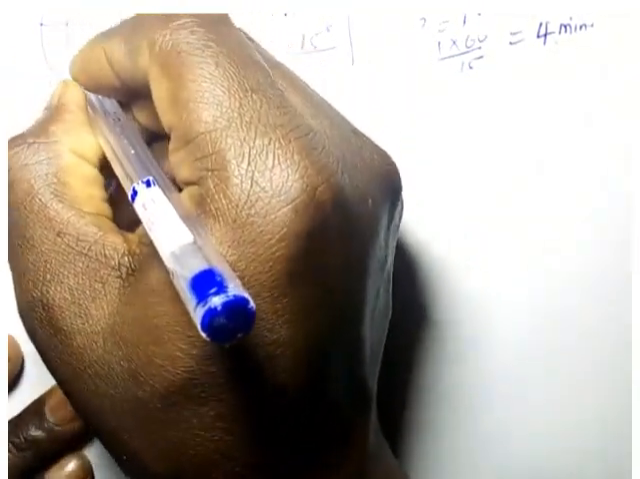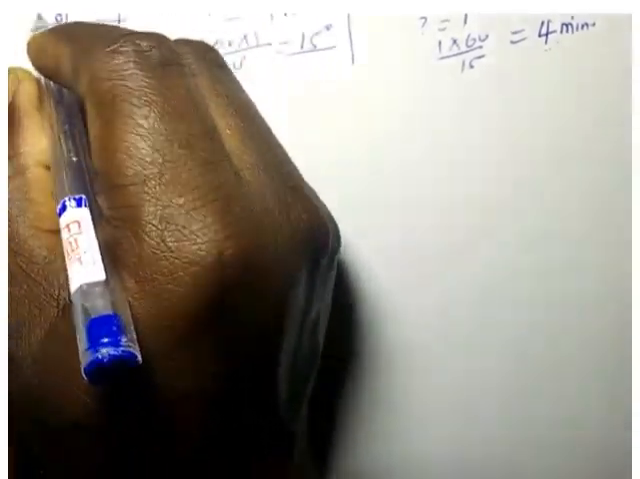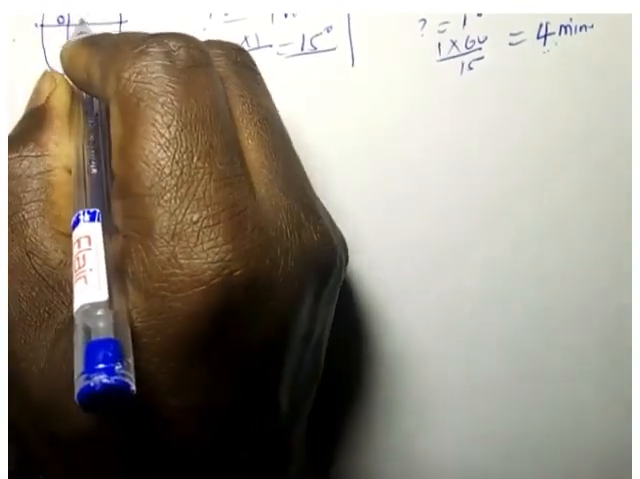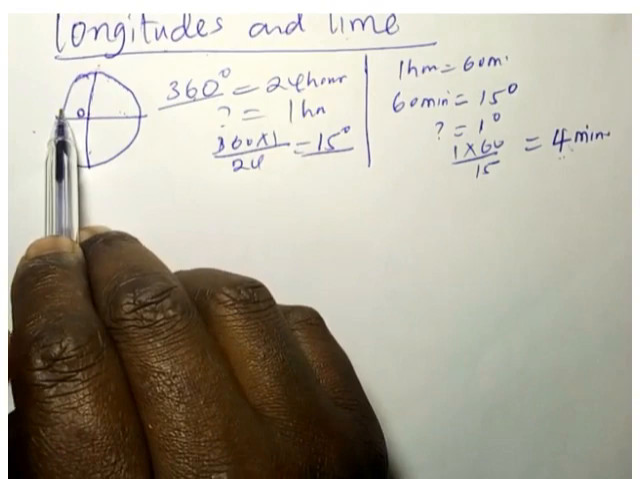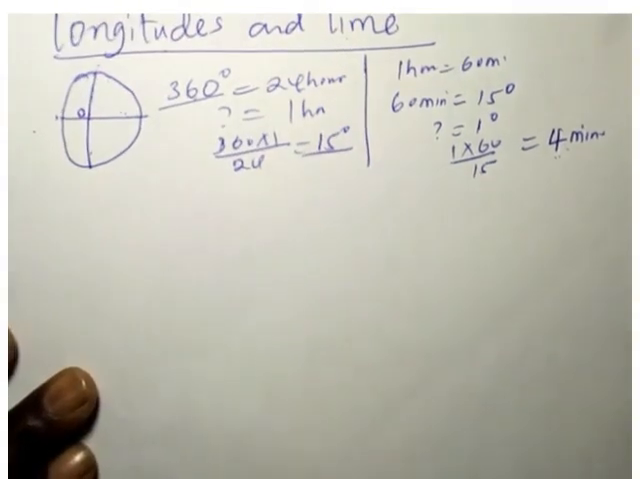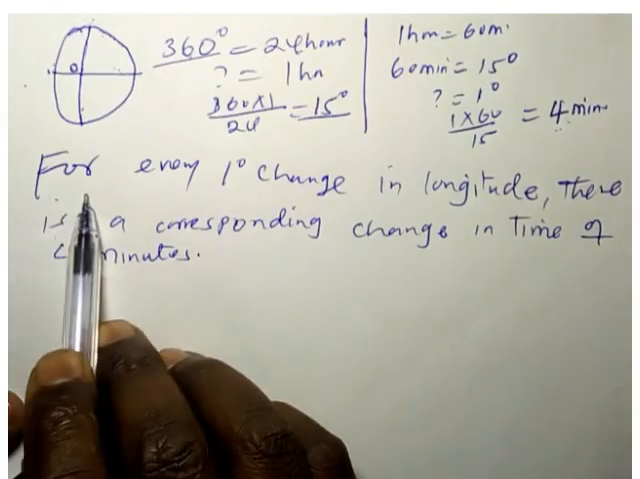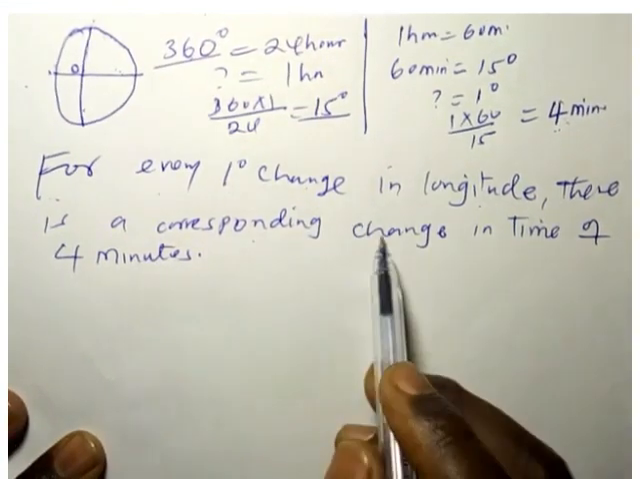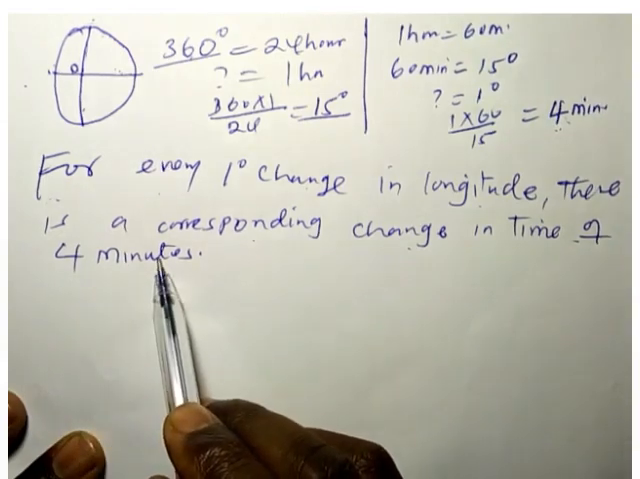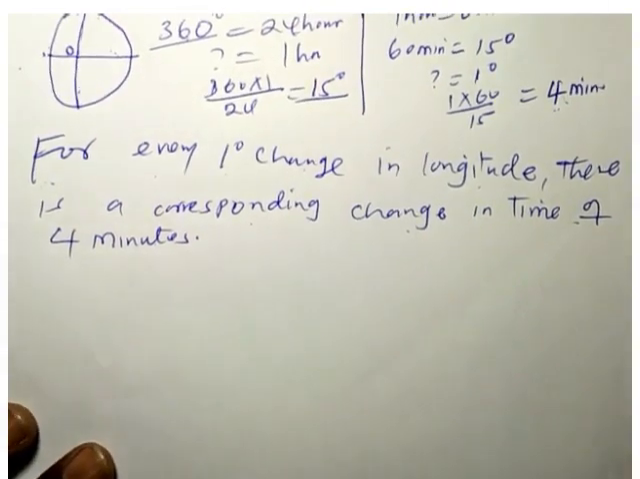So this is the Greenwich meridian and this is 0. This is east and this is west. The time to the west is behind the time on the east. The time on the east is always ahead. The time to the west is behind. So it means that for every 1 degree change in a longitude, there is a corresponding change in time of 4 minutes. Very important. So we are going to use this relationship to calculate the time at given places.